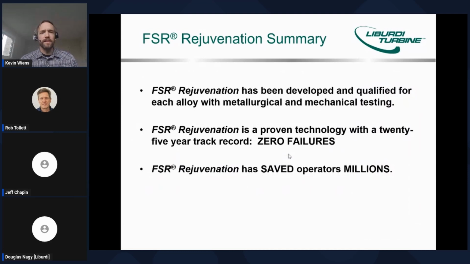So just to summarize, rejuvenation is something that's been qualified and put into practice. It's really well proven at this point. It's got over a 25-year track record and 0 incidents as a result of these programs. And just to put it into dollar terms, it saved lots of expense by avoiding new part replacement costs.